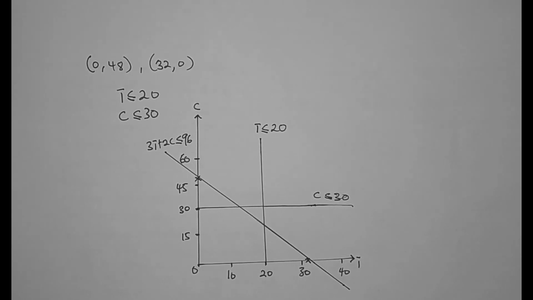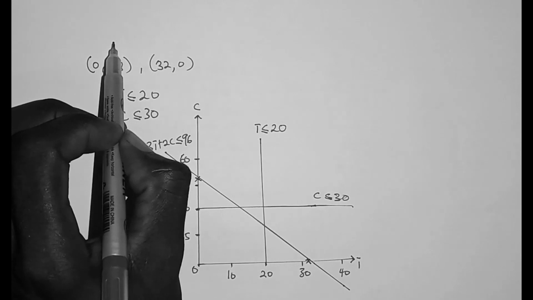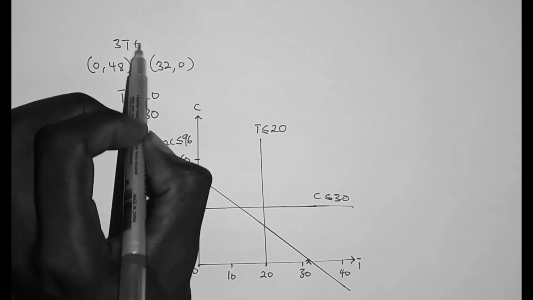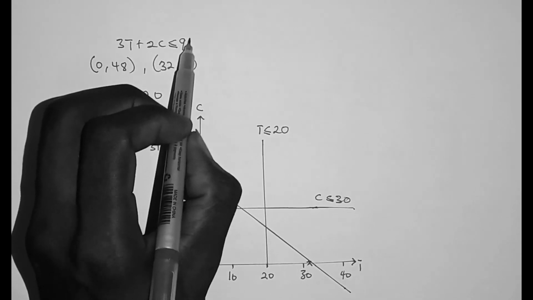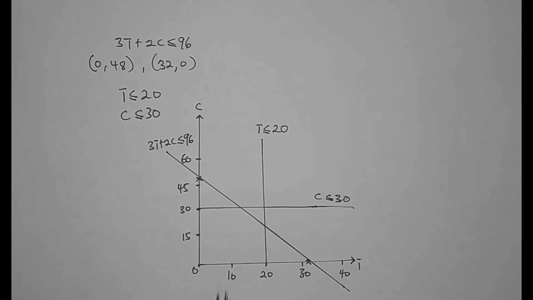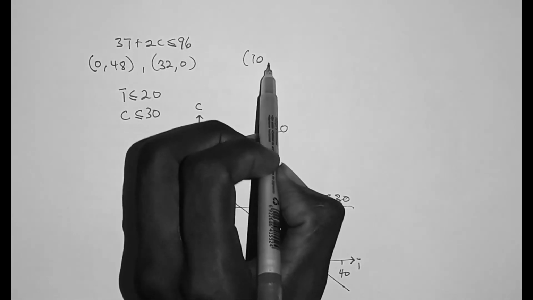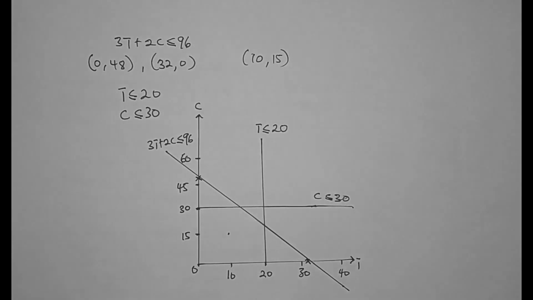So the next thing is to find the required region. So let's take some arbitrary points and find the required region. Remember that the inequality is 3T plus 2C is less than or equal to 96. So let's take this point, the point 10 and 15, for this region. So 10 on the T-axis and 15 on the C-axis.